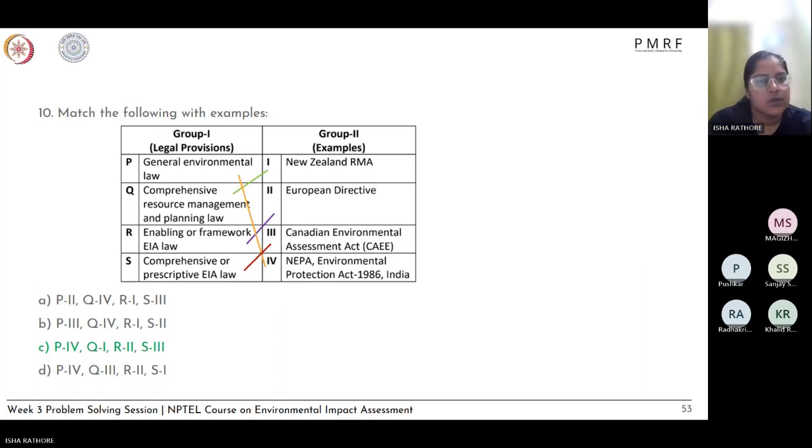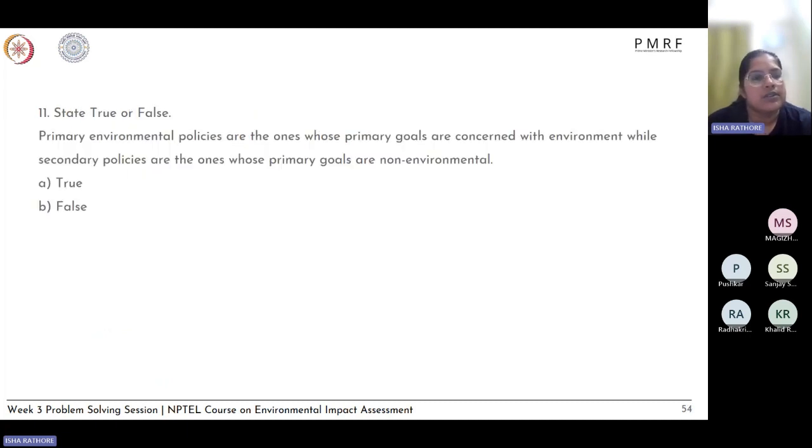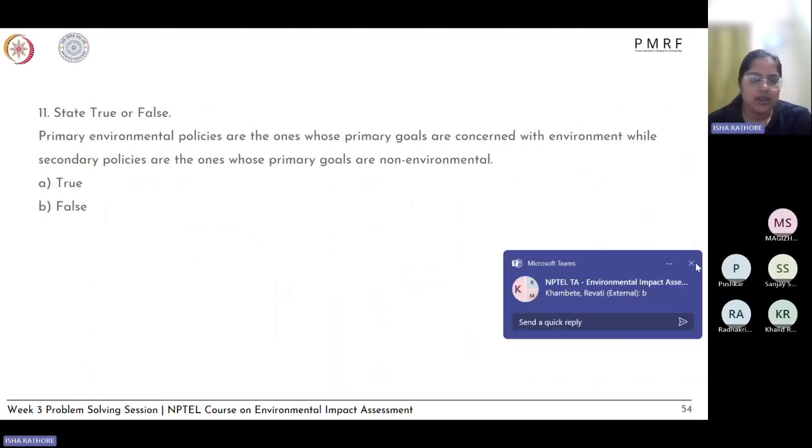Okay, so moving on. Simple state true or false. Primary environmental policies are the ones whose primary goals are concerned with the environment, while secondary policies are the ones whose primary goals are non-environmental. Is this statement true or false? So we looked at environment policy instruments. So these are the examples.